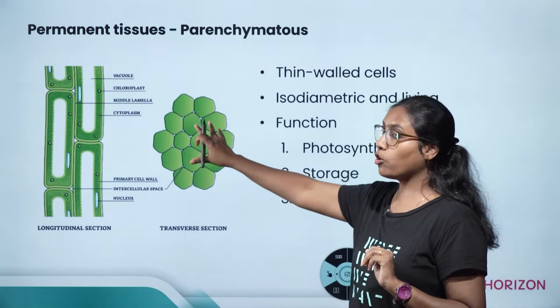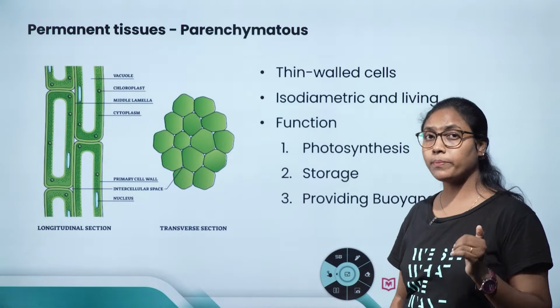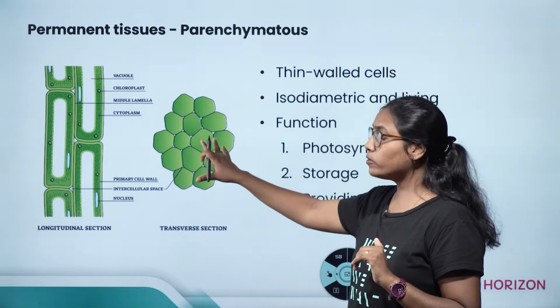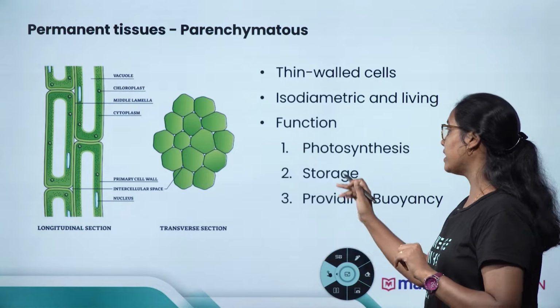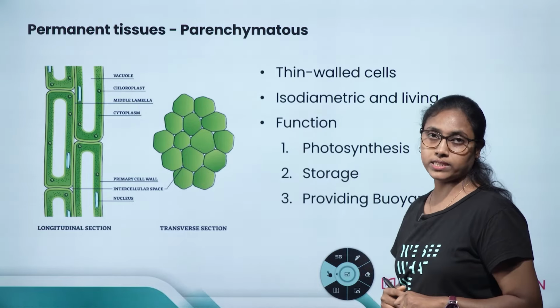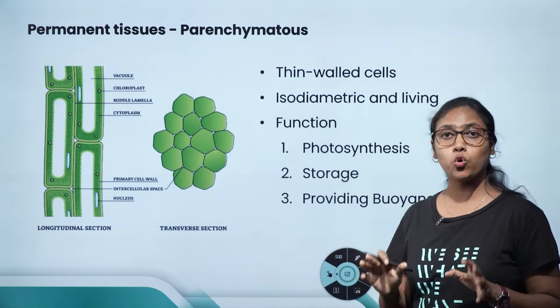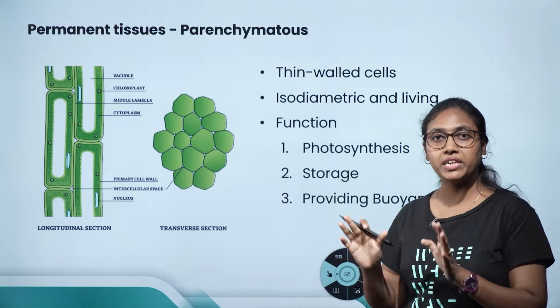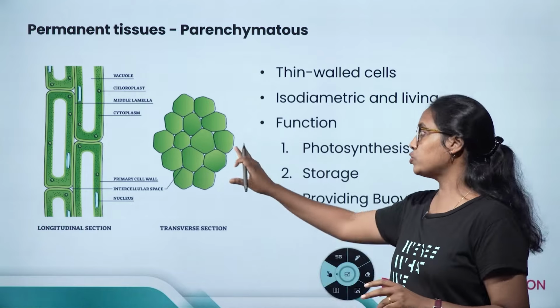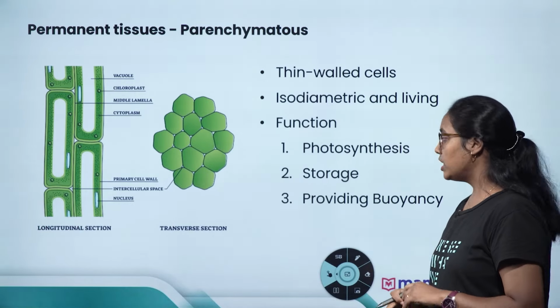Some of the parenchyma tissues have a lot of chlorophyll in them, hence they undergo photosynthesis. Apart from that, their major function is storage. Whatever food is being prepared by the plant is stored in these parenchymatous tissues.